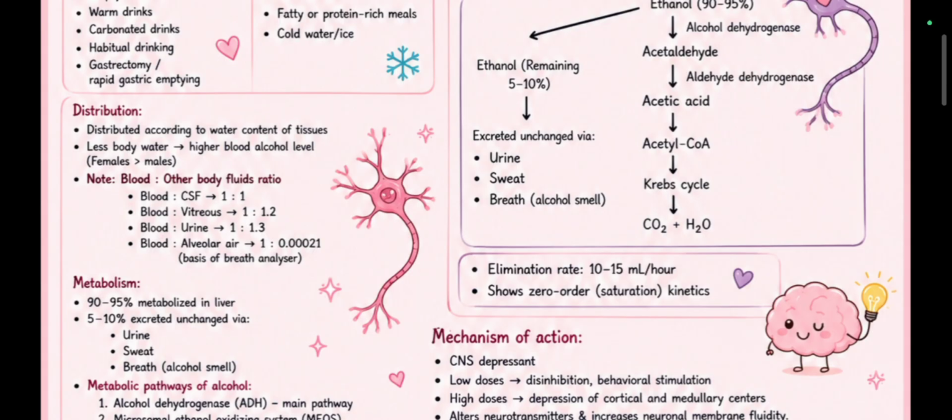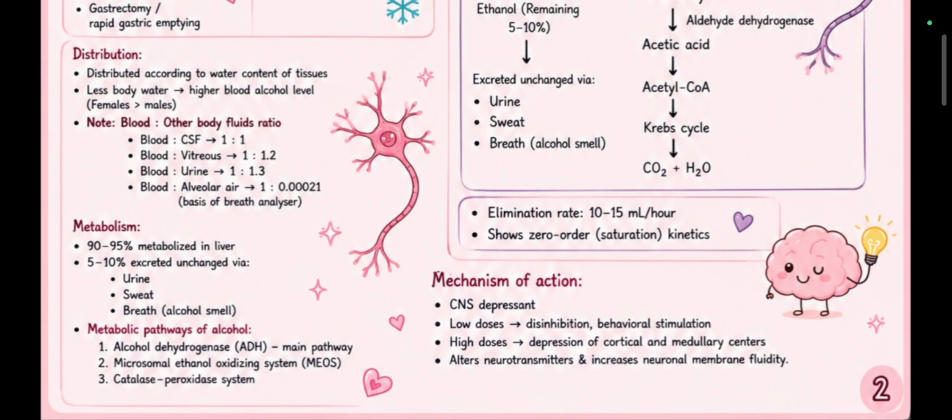Blood to urine is 1 to 1.3, and blood to alveolar air is 1 to 0.00021, which is the basis of the breath analyzer. Now it is updated, it is 1 to 0.00431 something. So these are the ratios of distribution of alcohol in our body fluids. Remember, highest distribution is observed in urine, 1.3 times that of blood.